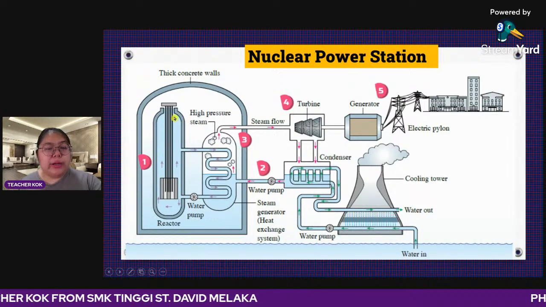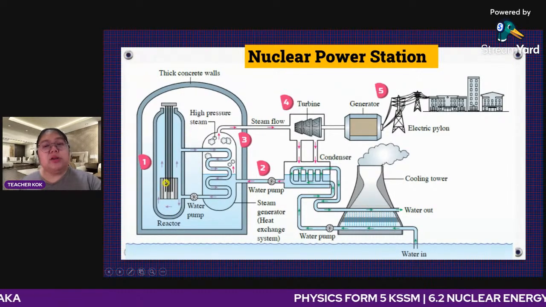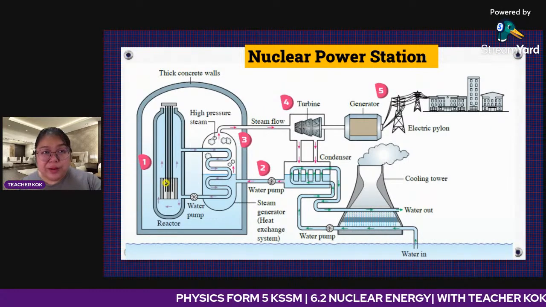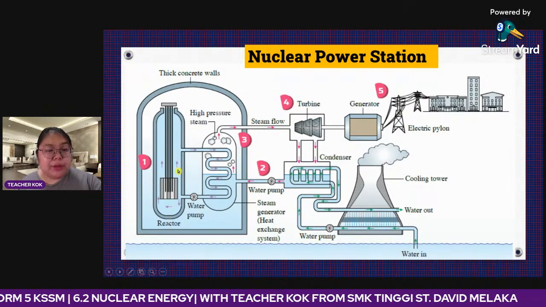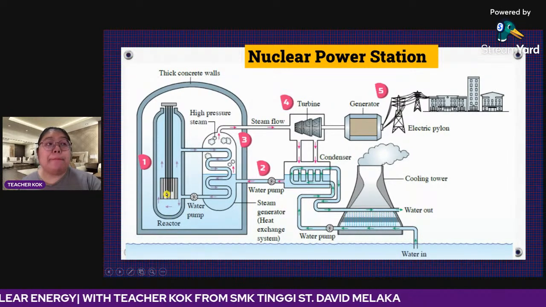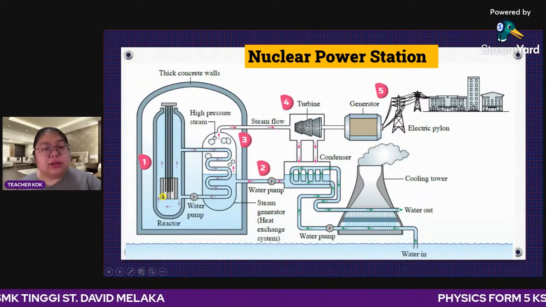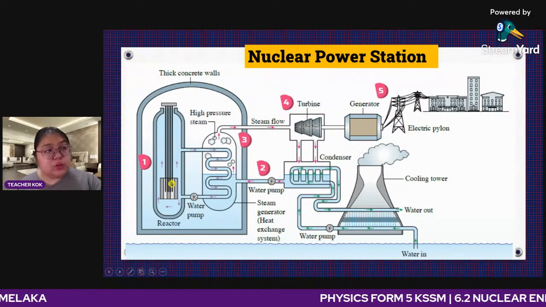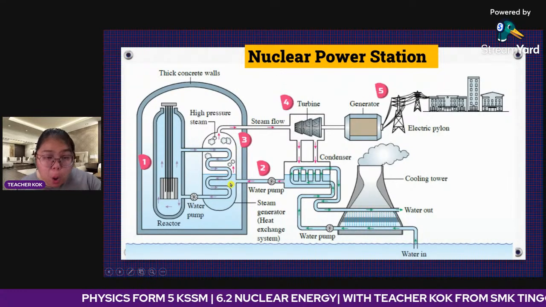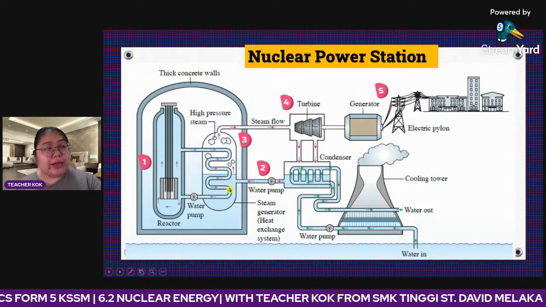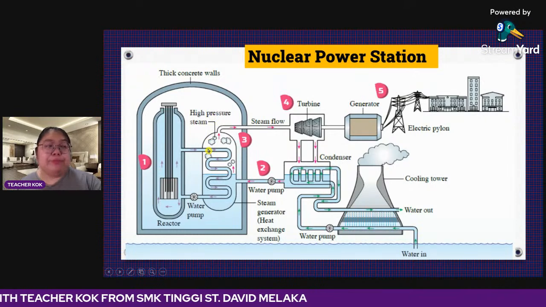So in part 1, normally the nuclear fission will happen. When nuclear fission happens, it produces a large amount of energy. All the water you see pumped in will become hot, because it absorbs the heat from the reactor. After that, all the water goes through the loop and becomes hot. When the water heats up, it produces high pressure steam.